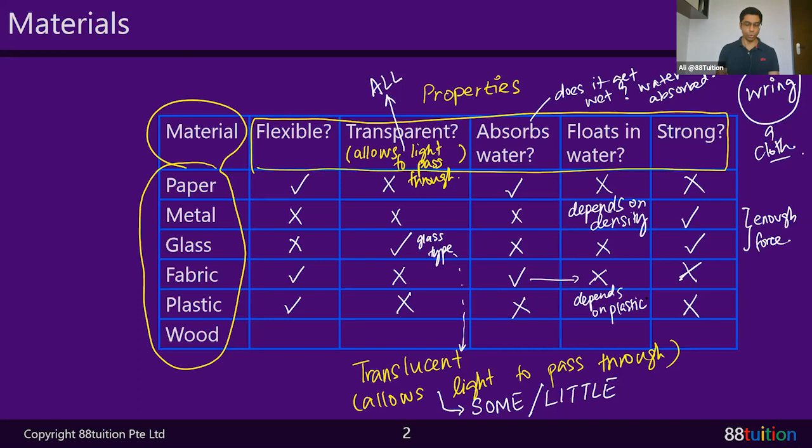Okay. Wood. Is it flexible? No. Transparent? No. Absorbs water? Yes. It does get wetter. Floats in water? Yes. That's why a log, you know, a tree log is so big and heavy, yet it floats because of its density. So it does float. Strong. Wow. Very strong also. Wood is very strong. So we use it in all our carpentry at home, all our cabinets, cupboards, kitchen cabinet, all made of wood because it's strong material.